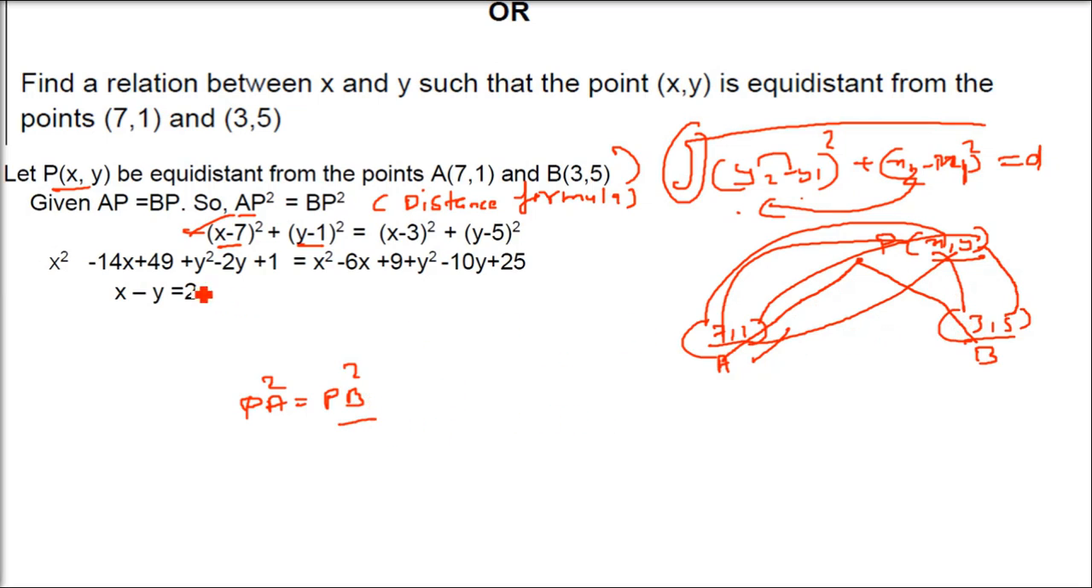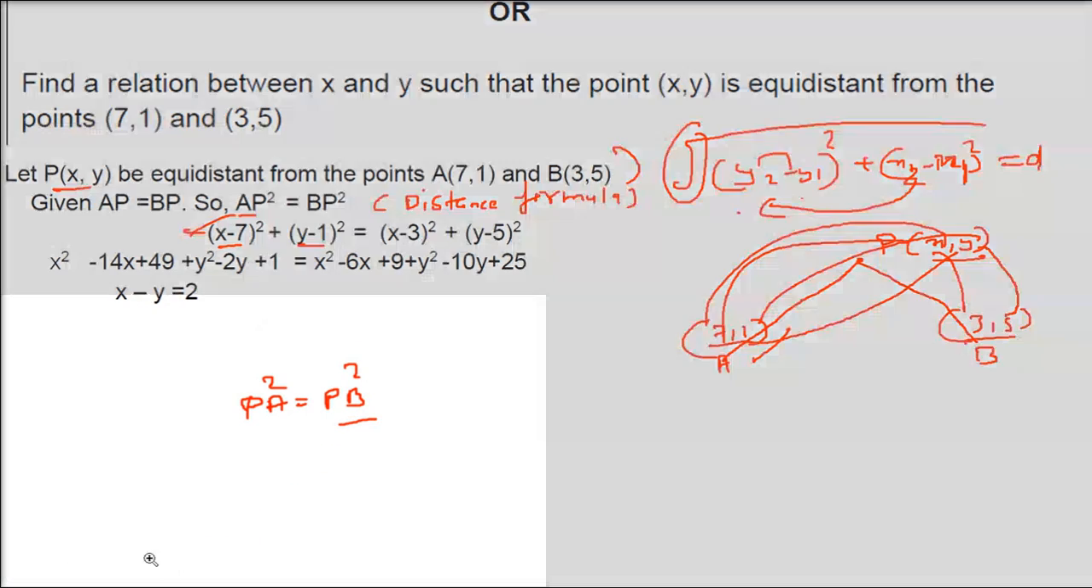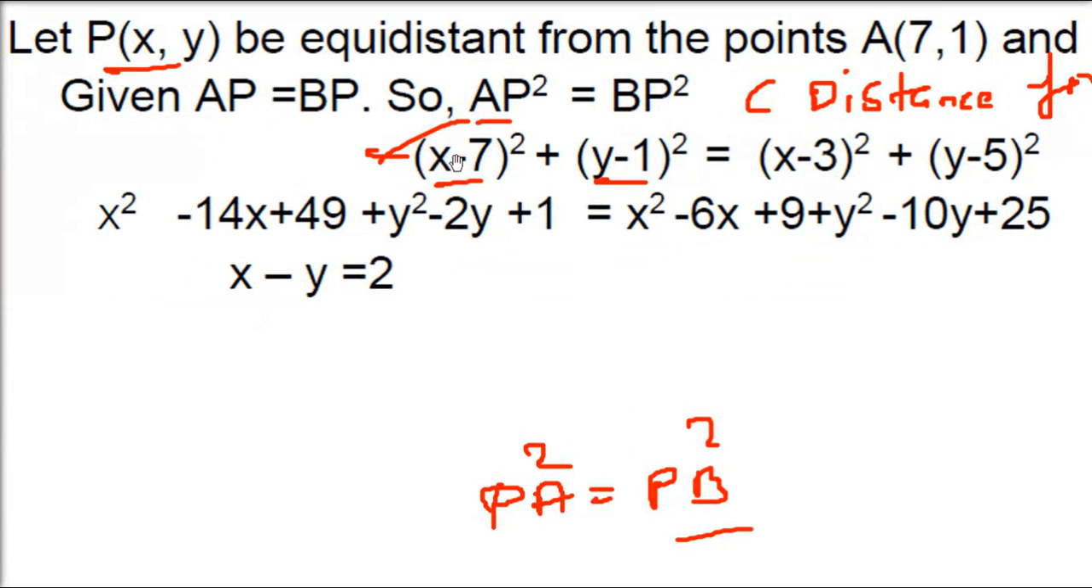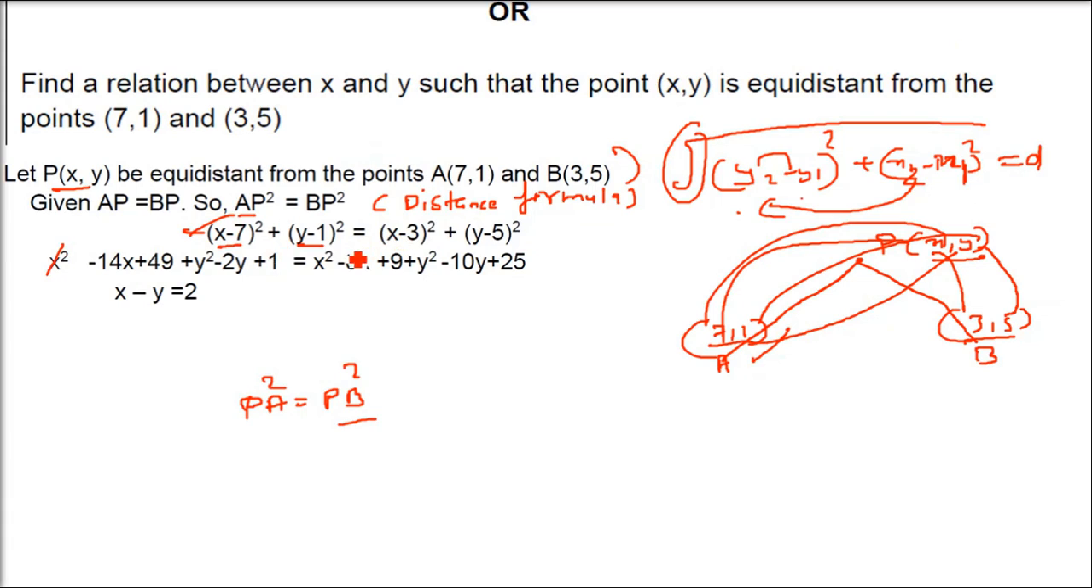Now (x − 7)² + (y − 1)² = (x − 3)² + (y − 5)². Now (a − b)², you know the formula. Just open with (a − b)². When you open all four of these, you will see x² gets cancelled with x², y² gets cancelled with y², and whatever is remaining, just take it on one side and solve it. That is, x² cancels, y² cancels.